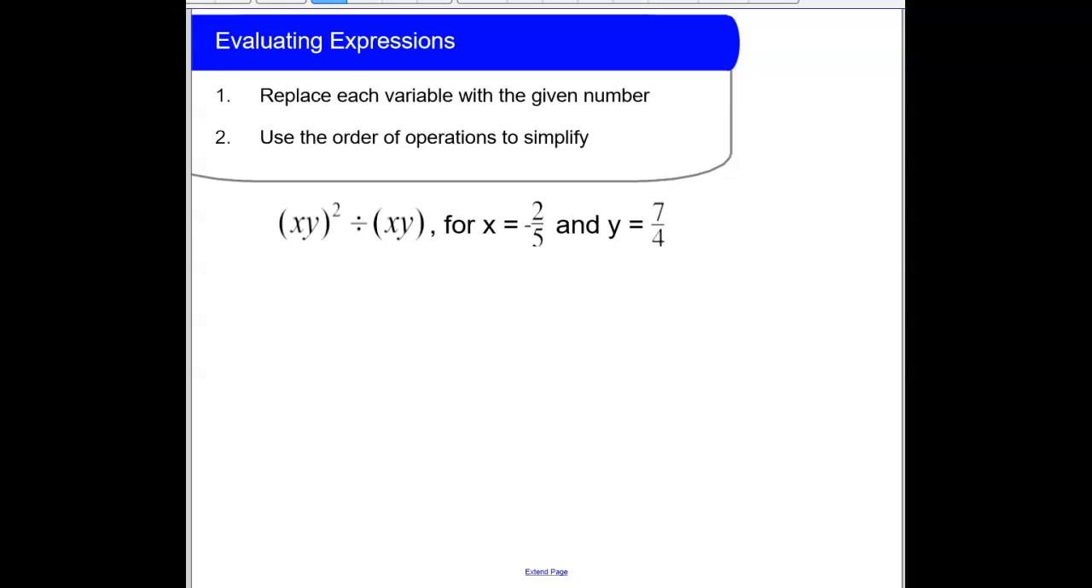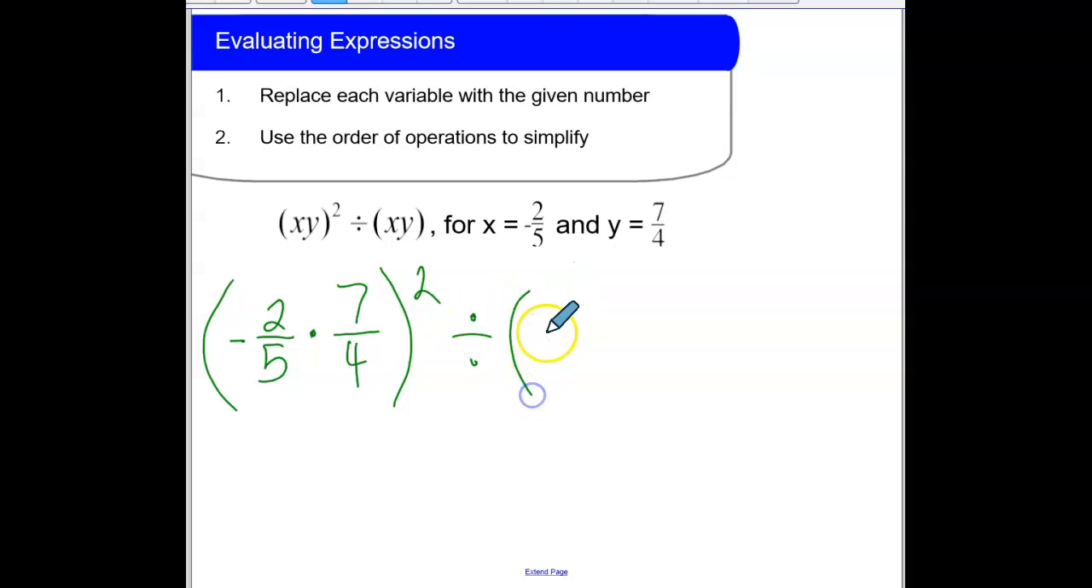All right, try this one. First step is going to be to substitute. So take out the x, put in negative 2/5. Take out the y, put in 7/4. All of that squared. And then you're going to divide it by negative 2/5 times 7/4.